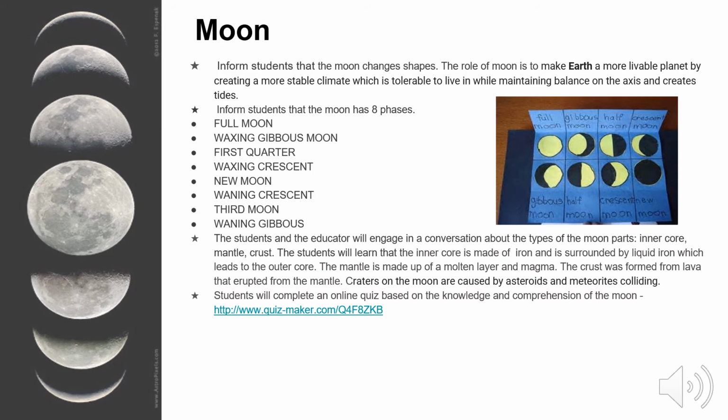The educator will move forward with the lesson and explain to students that the moon has 8 phases. And the educator is encouraged to show these 8 phases of the moon so students will have an idea.